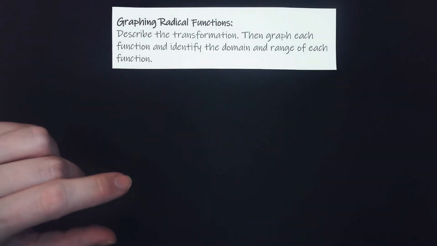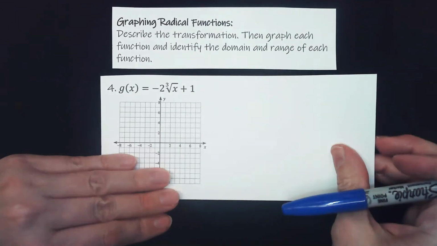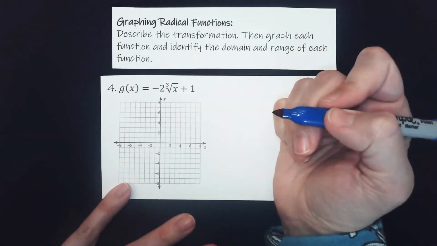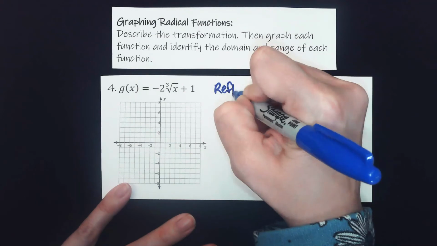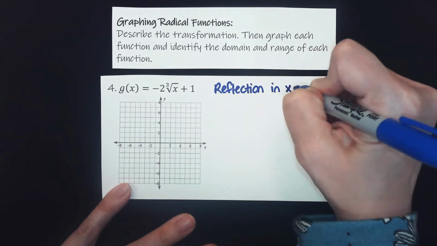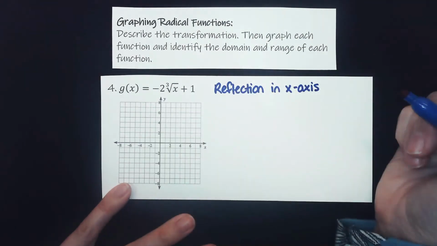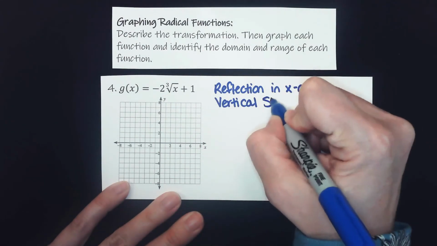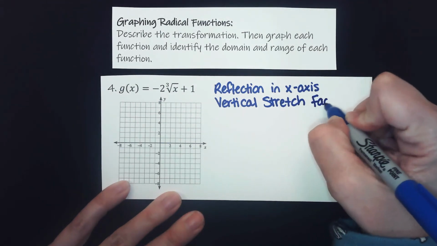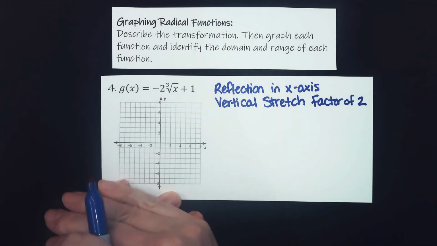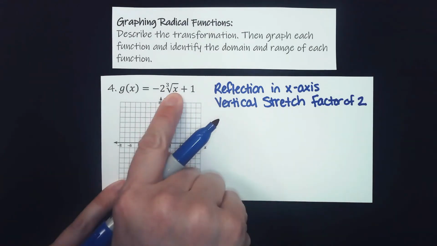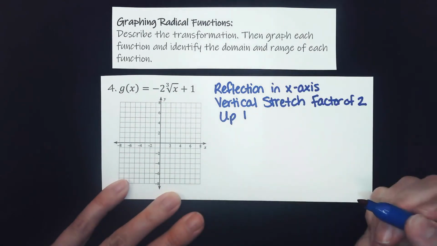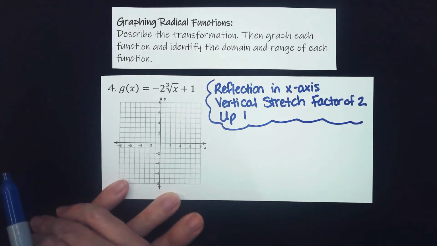All right, let's try that on number 4. This time I have a cube root, and it's got some things happening out front. That negative out front just means it is a reflection in the x-axis. This 2 is a stretch or shrink. It is greater than 1, so we have a vertical stretch by a factor of 2. It's whatever that number is. Nothing is grouped with x, so I'm not moving left or right. But tacked on to the end, I have a plus 1, so I need to move up 1. So those are all my transformations.